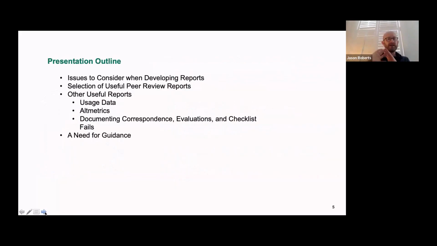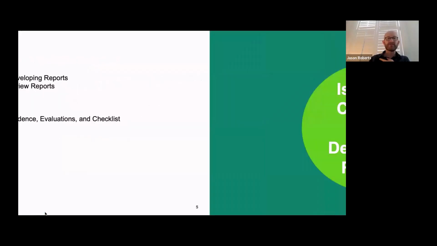So this is going to be the outline of the presentation today. We'll do a little bit of theory at first and issues to think about when developing reports before you just leap right into them, which is the first mistake I see people make when they do editorial office reporting. We'll dwell on a few useful peer review reports. Then we'll explore a few other reports that you might find useful as well, such as usage data and Altmetrics. And then finally, a quick plea for a need for guidance that I think as an industry we need.